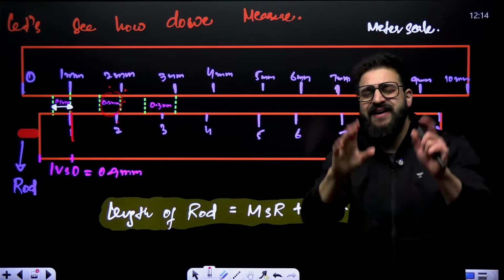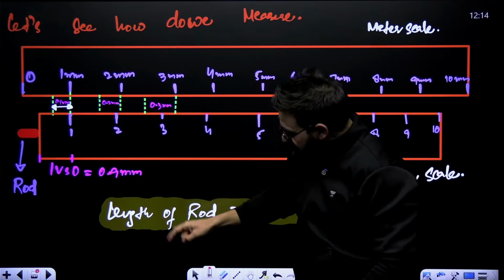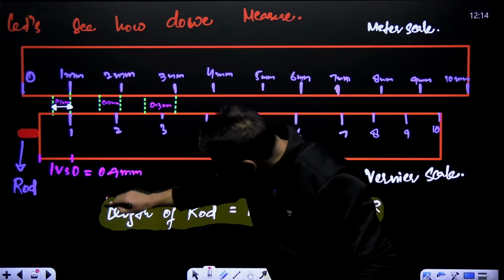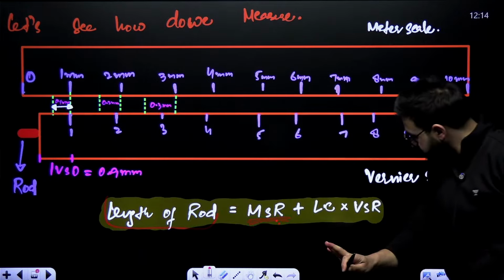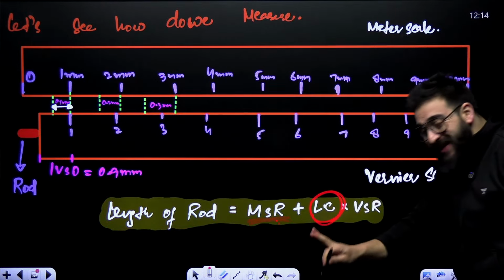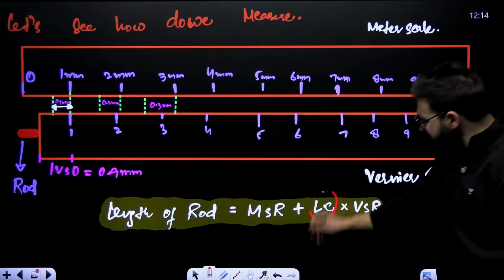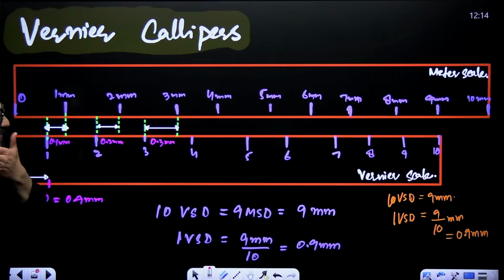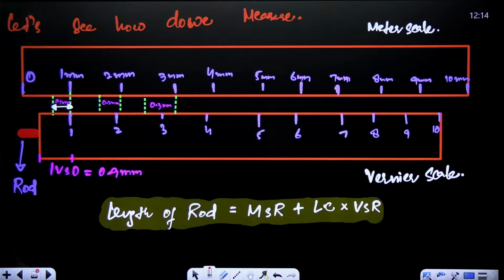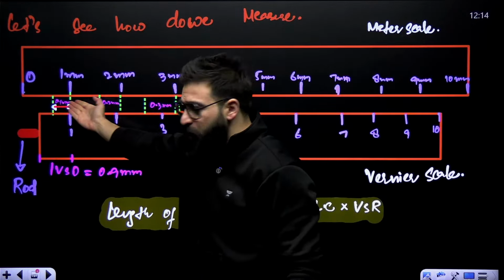Now, guys, directly, we don't have to go in much depth. You understood the concept, how this works. Now, let me show you how do we take the reading. Length of the rod is main scale reading plus least count, okay, multiplied by vernier scale reading. I'll show you. Least count of this will be how much? The least count will be the minimum reading that we can take using this vernier caliper. How much is the minimum reading, sir? 0.1. If it is less than 0.1, I don't think it is possible for me to measure.